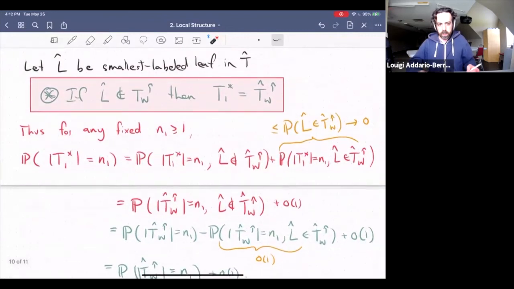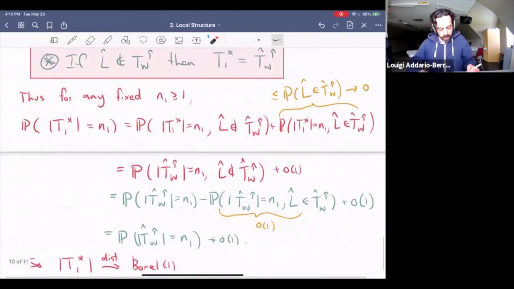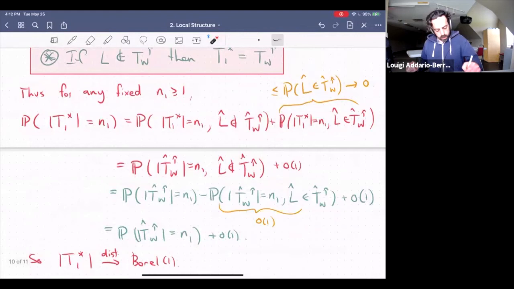The last step: once we know that this probability is the same as this probability plus little o(1), that says that if this sequence of random variables converges in distribution, then this one must also converge in distribution and have the same limit. And we did indeed already show that these ones converge to Borel. So then this sequence as n tends to infinity also converges to Borel.